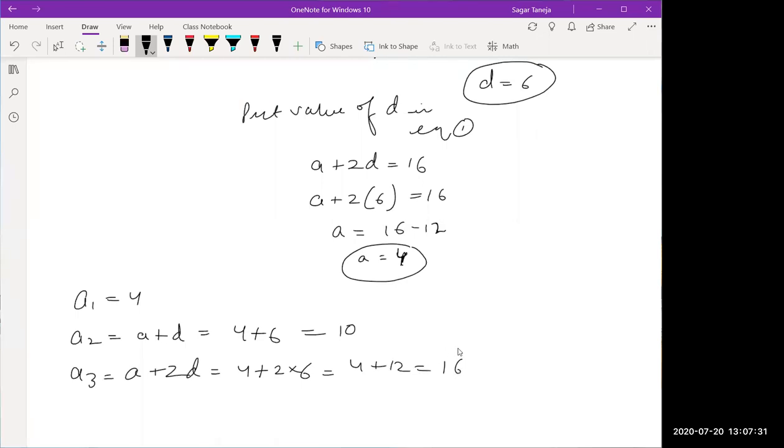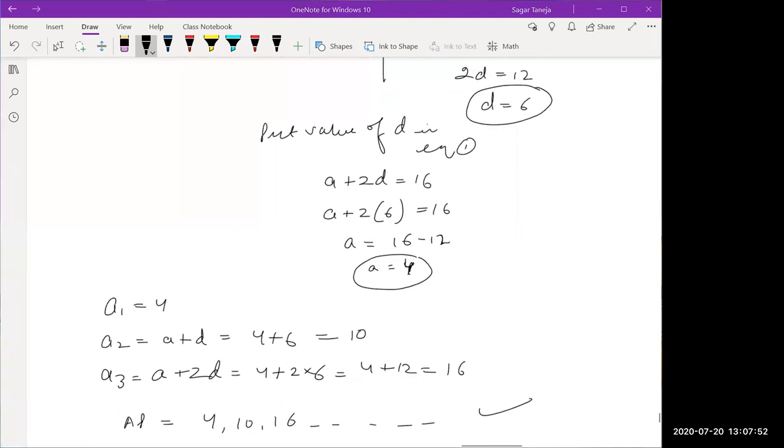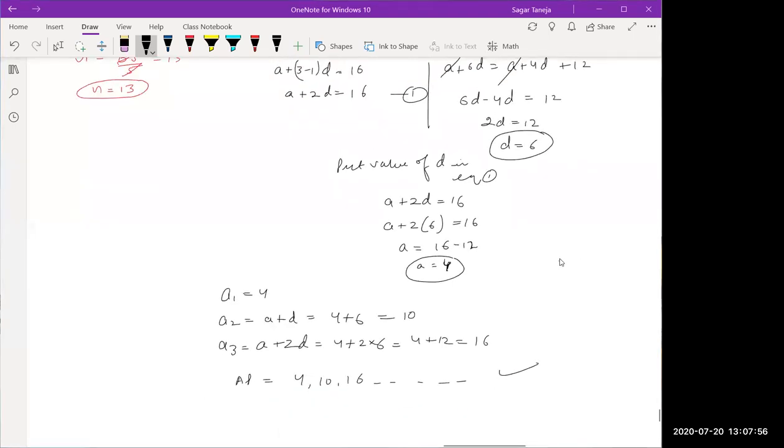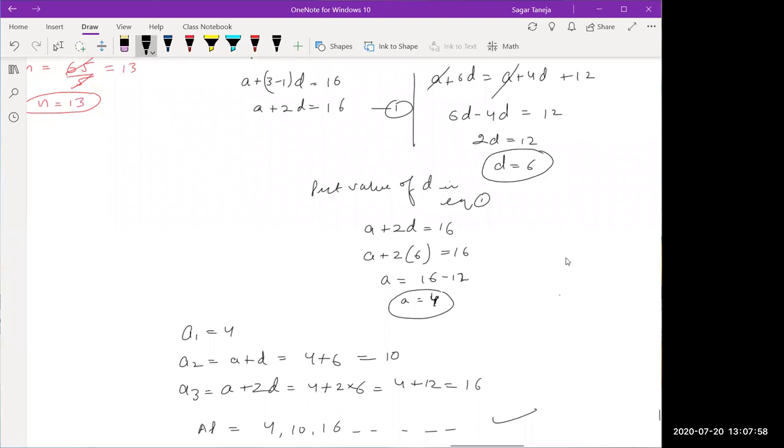As the difference is 6, so we can write the AP as 4, 10, then 16. Meyansh has written 4, 10, 14. It is 4, 10, 16, and so on. And there is a difference of 6 in the AP. This way we have to just find the AP, and this is over. This exercise is quite easy as compared to the next, comparatively.